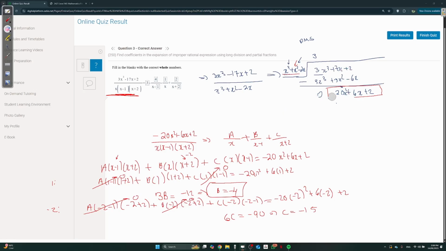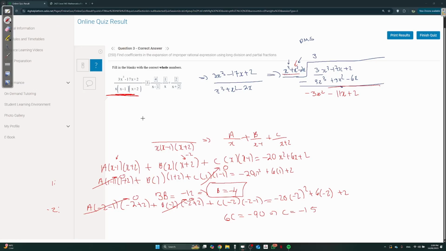So let me fix this here. The remainder now becomes minus 3x squared, minus 17 minus minus 6 is minus 11x, then 2 minus 0 is plus 2. So this is the new remainder, and somehow I still got the same answer for b, which is, oh no, I didn't. Yeah, I got the same answer for b. The numerator for x minus 1 is negative 4. I got that. But anyway, this is the new remainder.